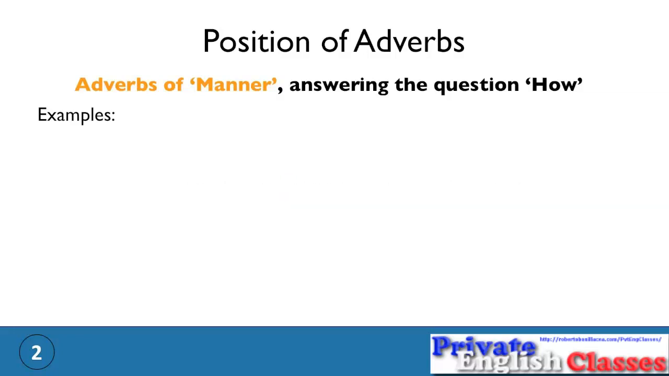Let's have a final example. She was singing happily. Who, what, and how. Once again, the ly adverb, happily, can come before the main verb. She was happily singing.